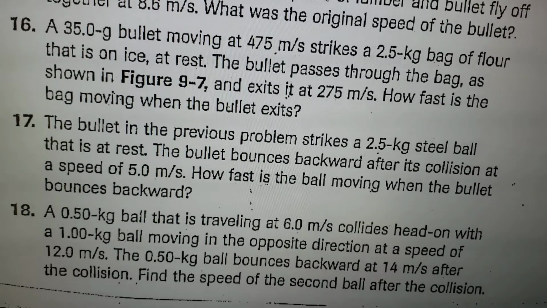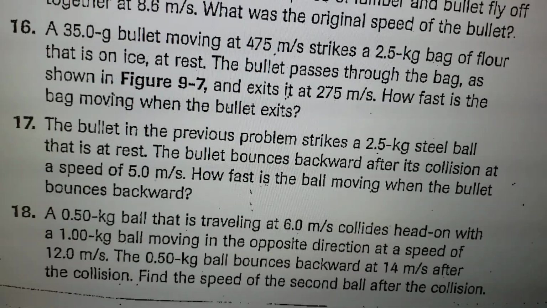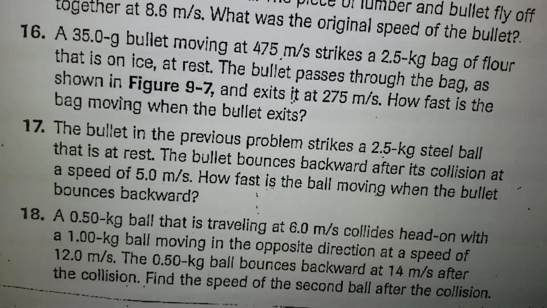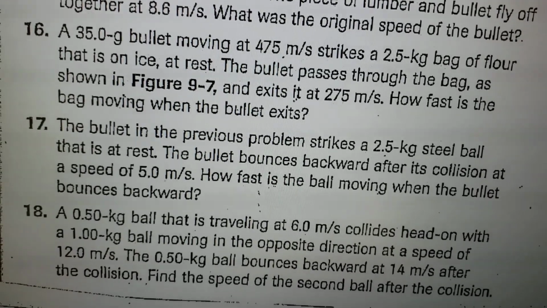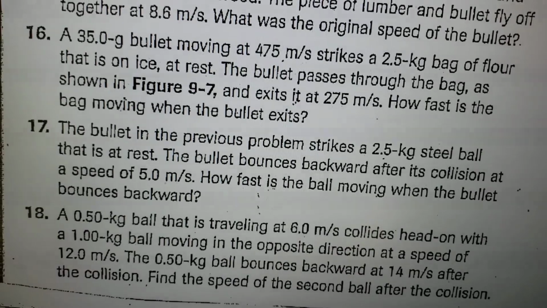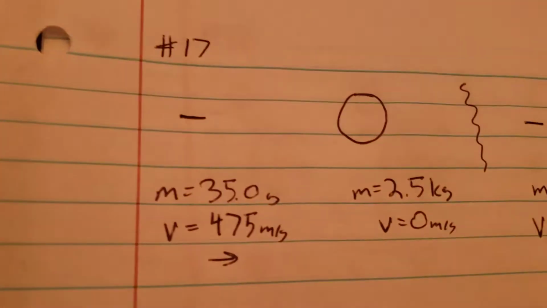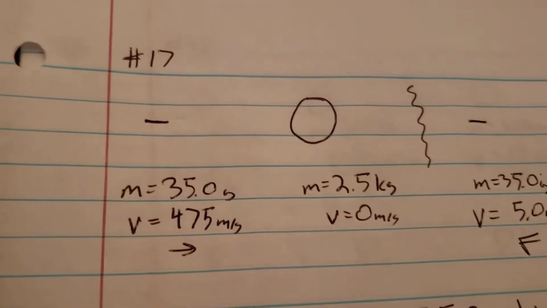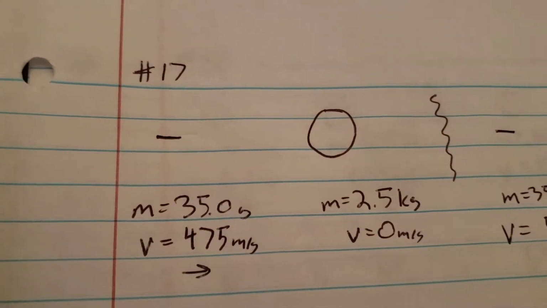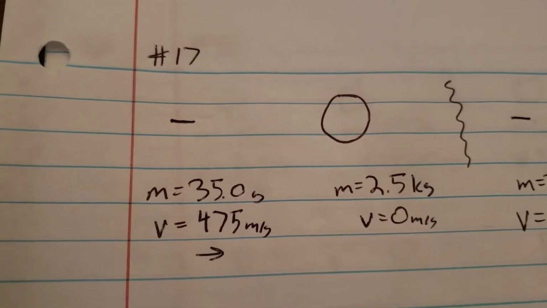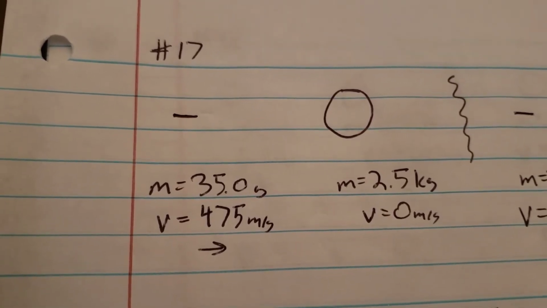First off, we do need some information from the previous problem, number 16, mainly about the bullet. The bullet is initially 35.0 grams and is traveling at 475 meters per second. When we go to our problem, we see the bullet on the left, represented by the dash, has a mass of 35 grams and a velocity of 475 meters per second.